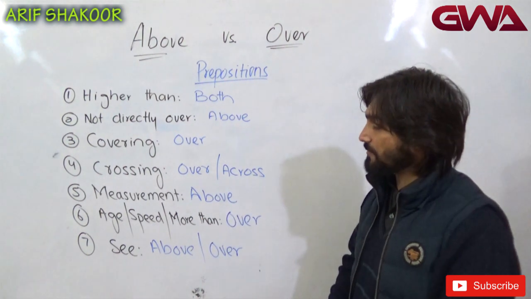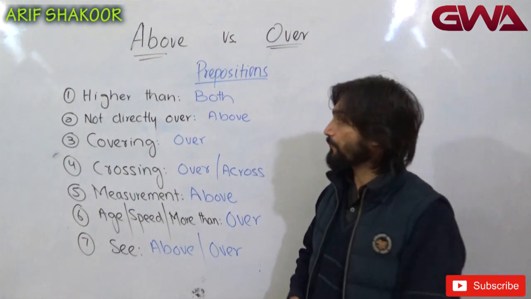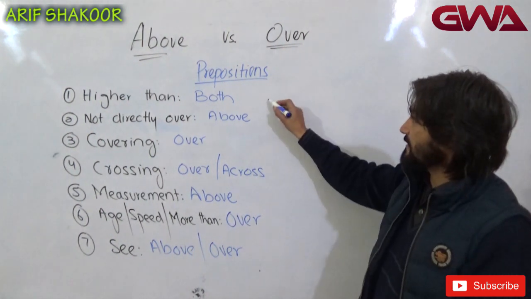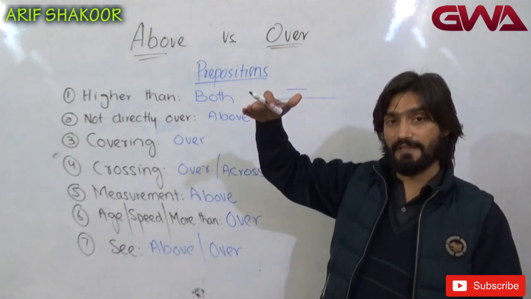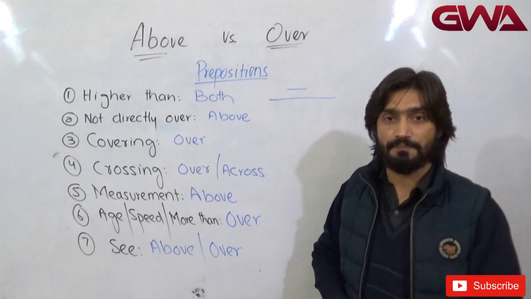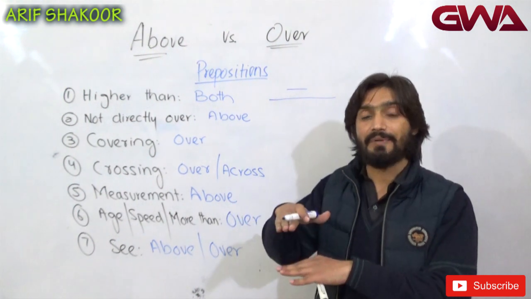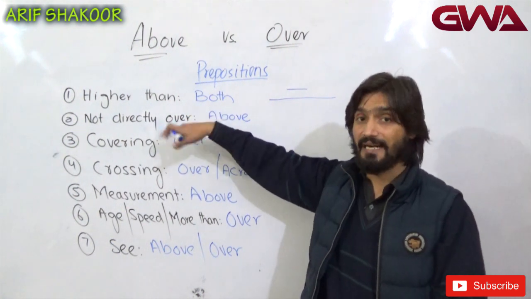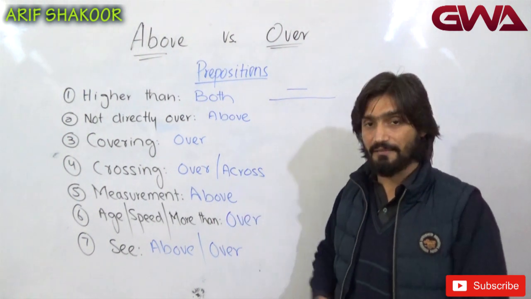There are 7 points. Today, I'm going to explain the 7 differences between above and over. The first one is higher than. When you mean that something is higher than another thing, we can use both normally. We can use above, we can use over. Let's suppose my right hand is over my left hand, or my right hand is above my left hand. So normally, in this case, when you mean higher than, you can use both of them, above and over. I'll make some examples later.